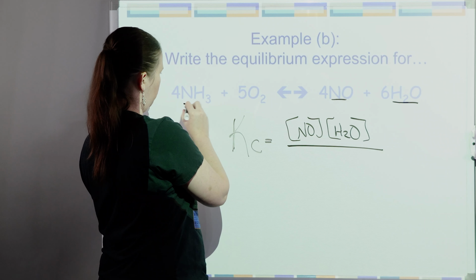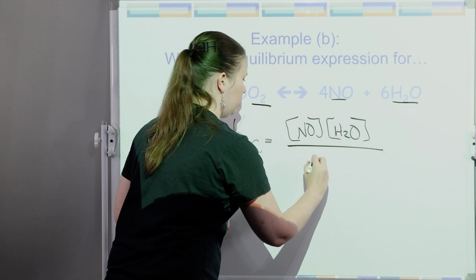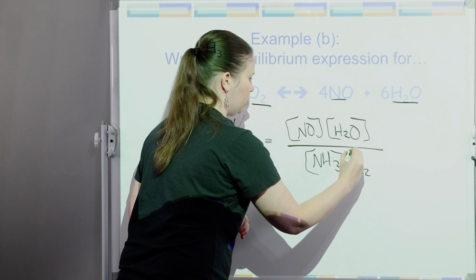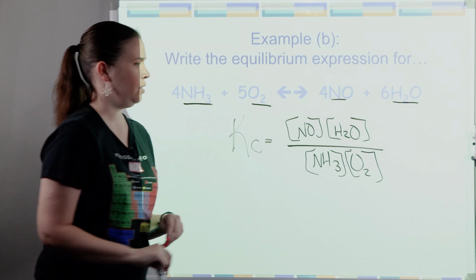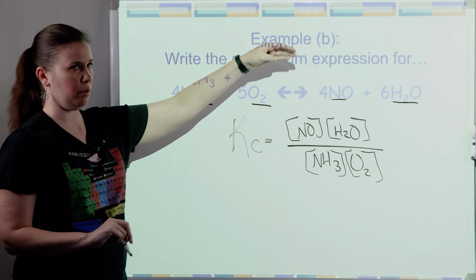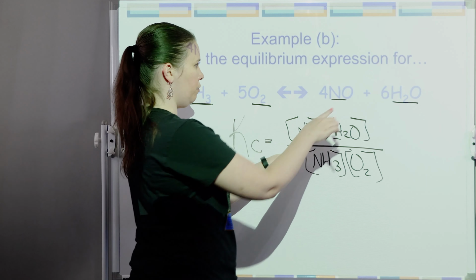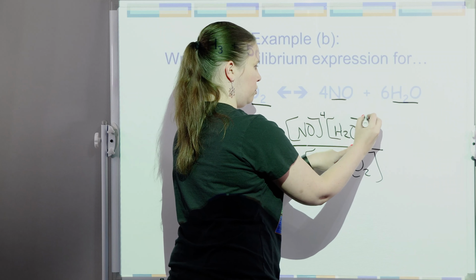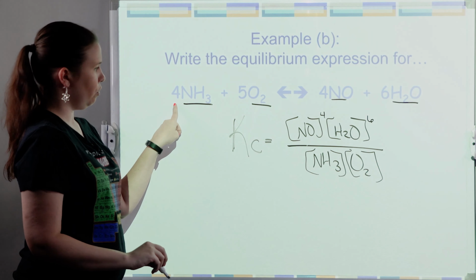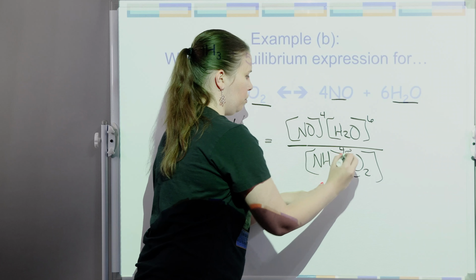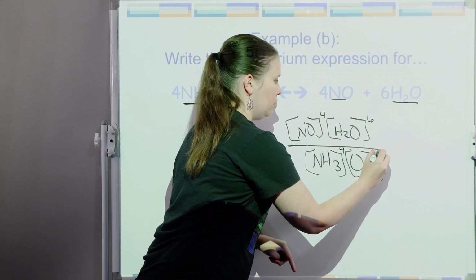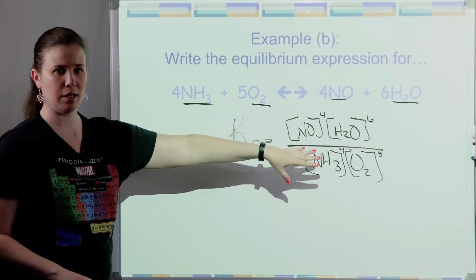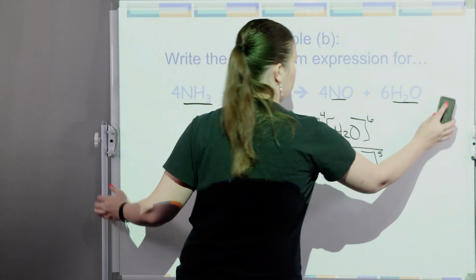Then I want my reactants on the bottom, the ammonia, NH3, and my oxygen gas, O2, each in its own bracket. Now I want to input the coefficients as the exponents. So the coefficient for NO is 4, so I would put NO to the 4th. There are 6 waters, so raising H2O to the 6th. There are 4 ammonias, so 4 is my exponent for ammonia. And there are 5 oxygens, so I will have 5 as the exponent for oxygen. So just taking the coefficients, putting them in as the exponents after you write products over reactants.